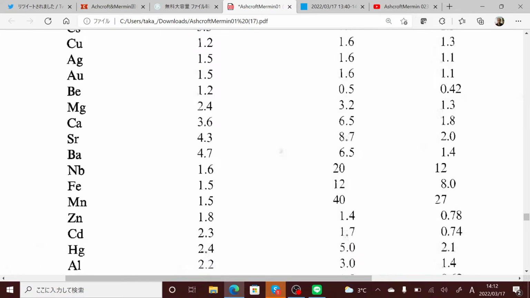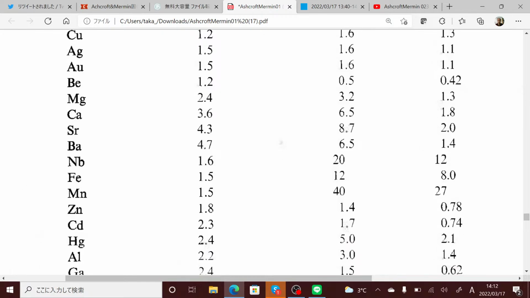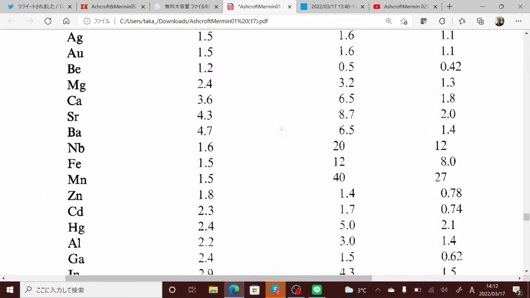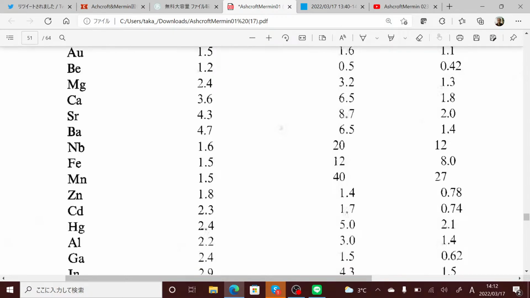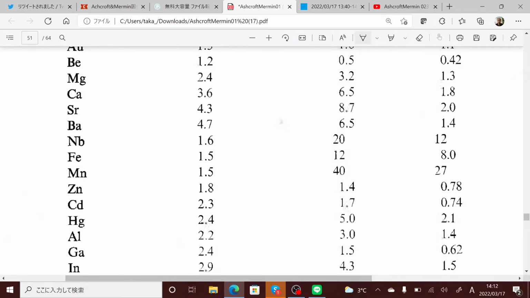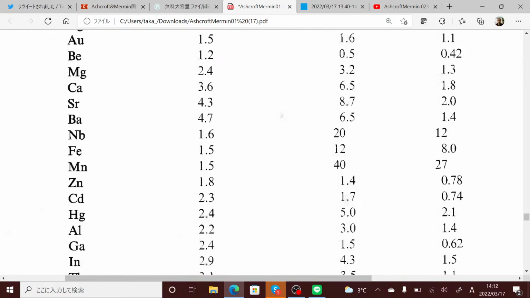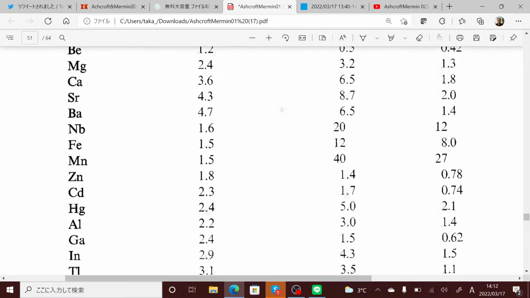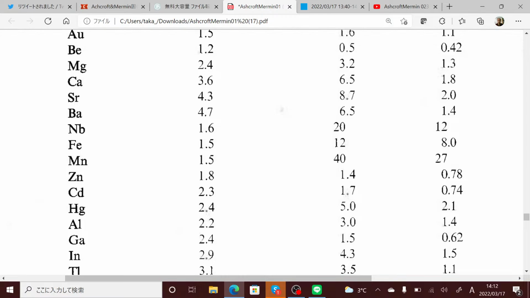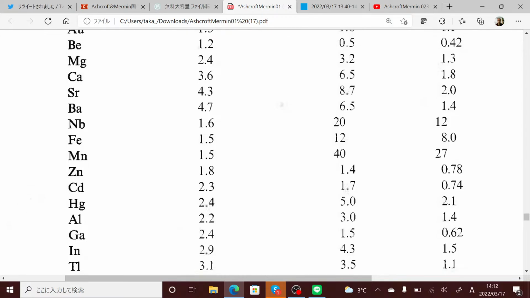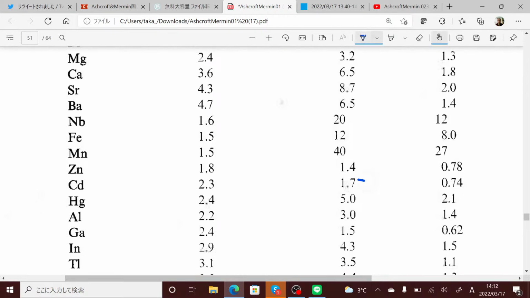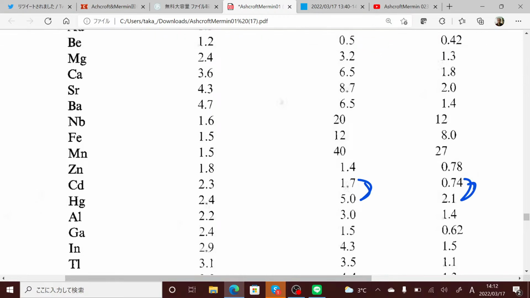Zinc is okay, a little bit light. Cadmium is light. I thought it's heavy. It's light. Okay. Mercury is heavy. No, it's okay, just double. Okay, so sorry, this cannot be compared. This should be compared.